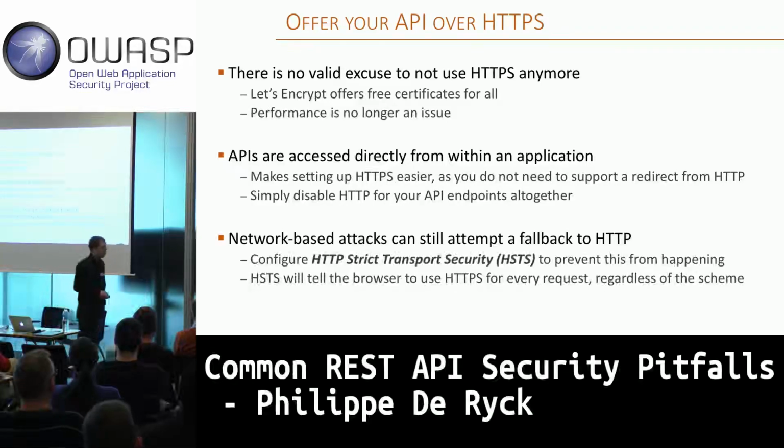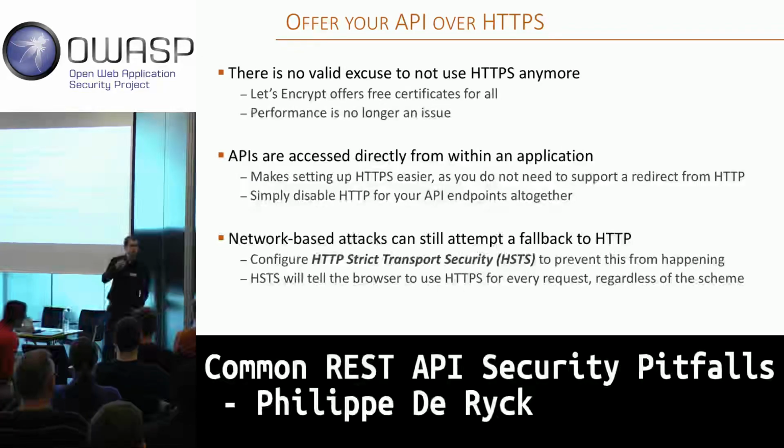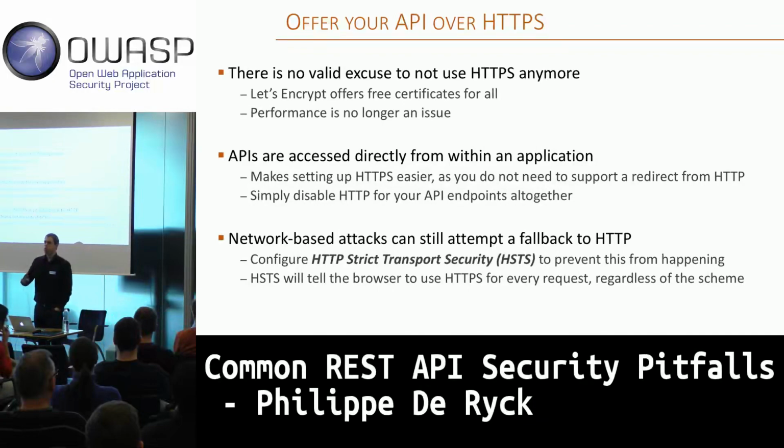And second, you should enable strict transport security on your API endpoint as well, because HSTS, or HTTP strict transport security, will tell the browser that it should always use HTTPS when connecting to that domain. Essentially, you avoid network attacks that still try to downgrade to HTTP and become a man in the middle. They will no longer work when you have HSTS enabled.